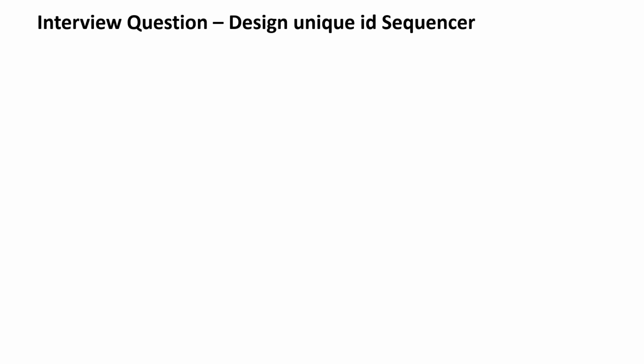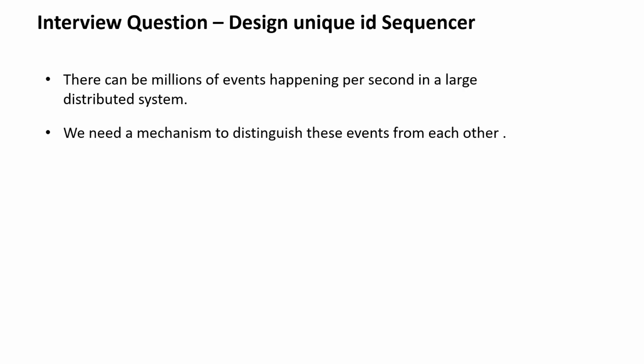In this video, we will discuss a very popular interview question which is asked to designers and architects: how can you design a unique ID sequencer? You know that in a distributed system, there would be millions of events happening per second or in a given time frame. And it is really important to have a mechanism by which we can distinguish these events from each other, right?